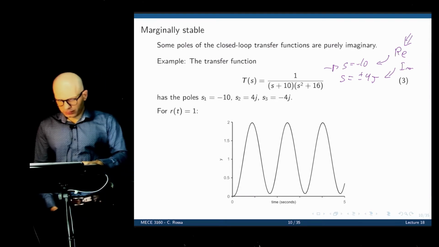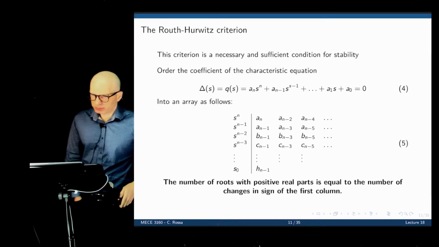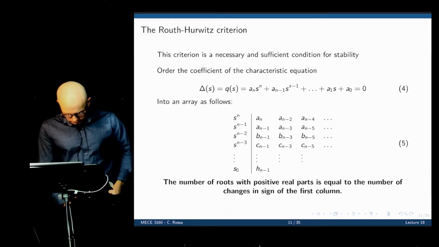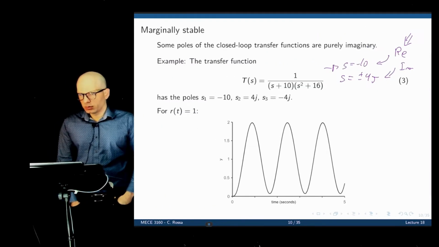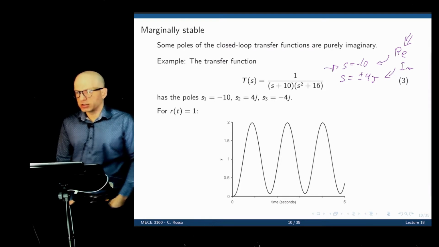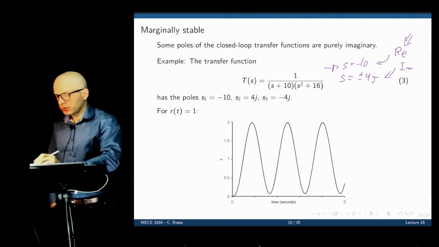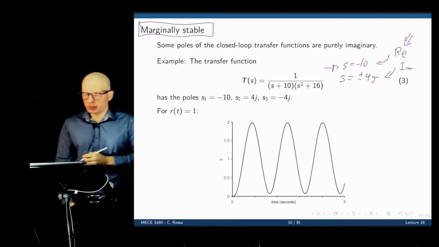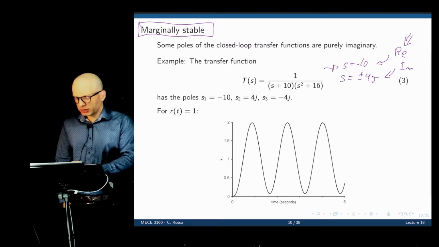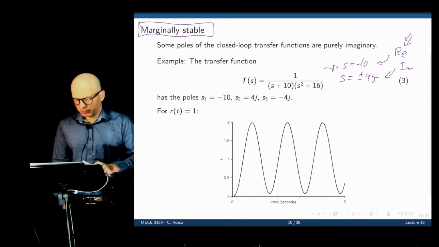I have a quick question. Mm-hmm. Since s squared plus 16 is just imaginary, wouldn't that be neutral? It will be neutral, yes. This is not unstable. This would be a marginally stable system. But why does it still oscillate indefinitely? It oscillates indefinitely. If we had an unstable system, then we would have an exponential that increases. Oh, to infinity. Okay.